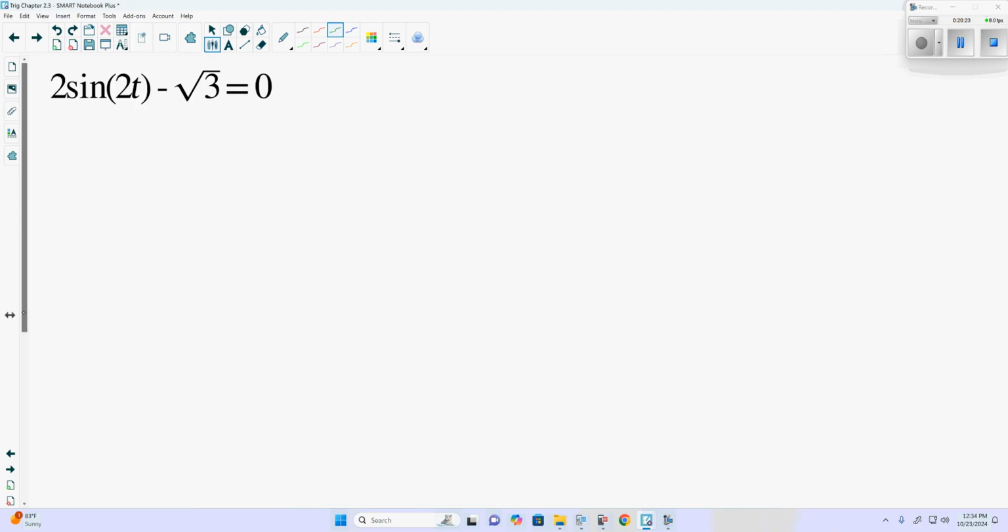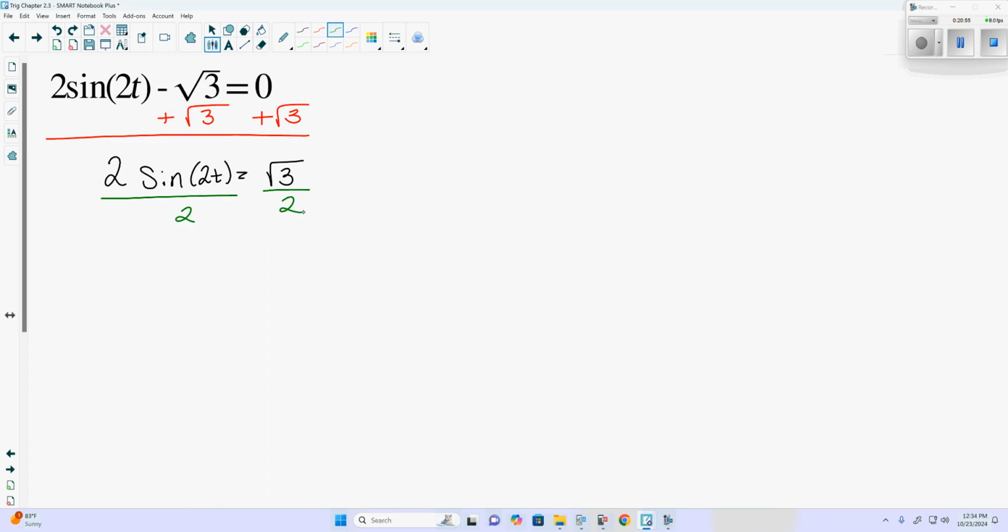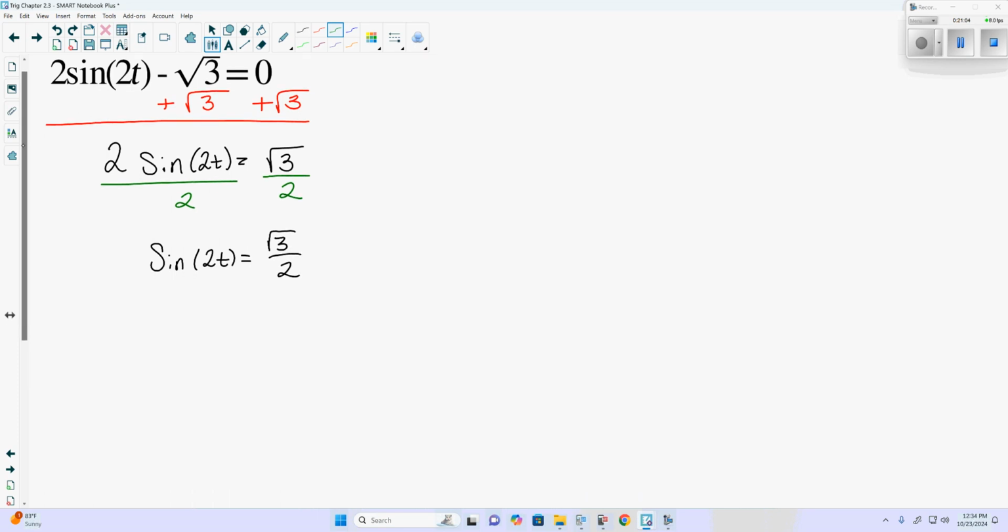2 sine of 2t minus the square root of 3 equals 0. First thing we need to do is get this sine by itself. Two sine of 2t equals square root of 3. Then we would divide by 2, telling us sine of 2t is equal to the square root of 3 over 2.